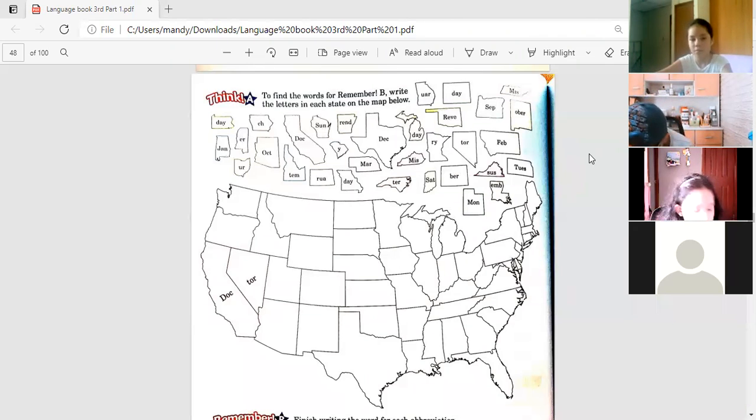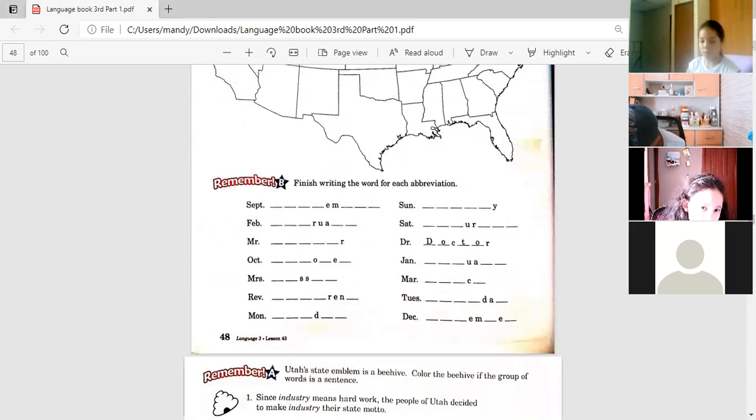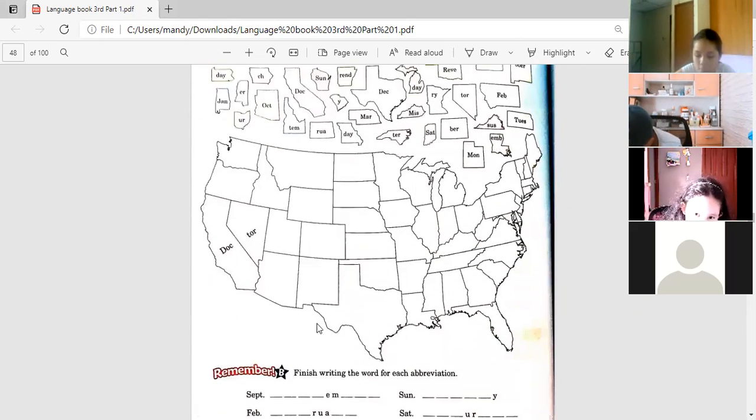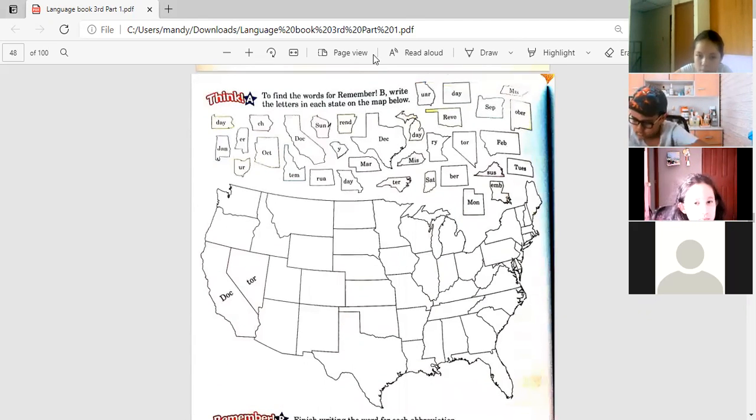Let's see. To find the words for Remember B. Okay, this one. Let's check. Remember B is that part. Okay, so write the letters in each state of the map below. For example, we have the first one. You see here, we have the first one that says doctor.